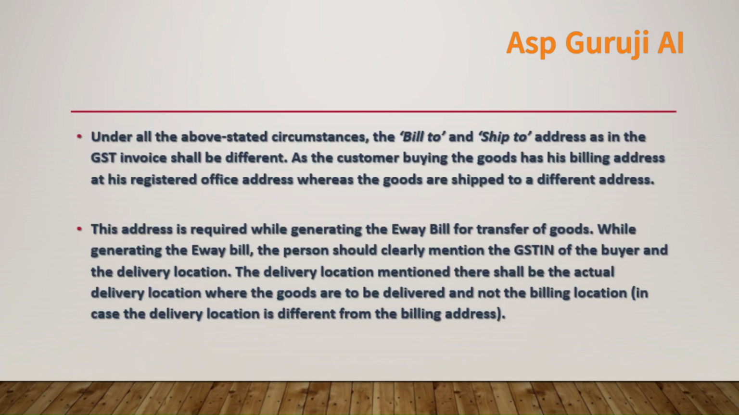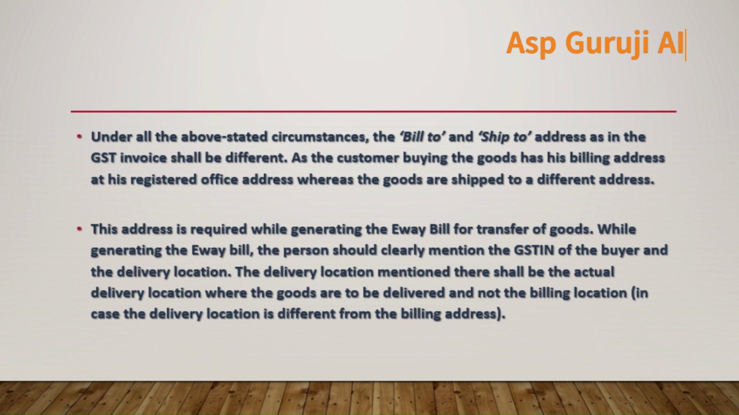Under all the above stated circumstances, the bill to and ship to address in the GST invoice shall be different, as the customer buying the goods has his billing address at his registered office address, whereas the goods are shipped to a different address. This address is required while generating the EWAY bill for transfer of goods.